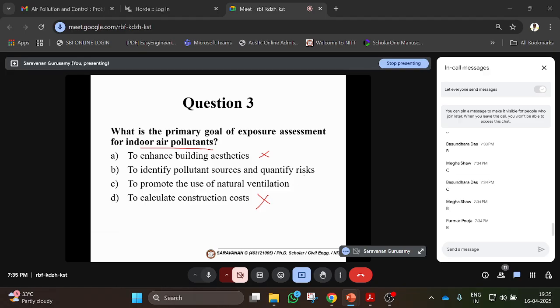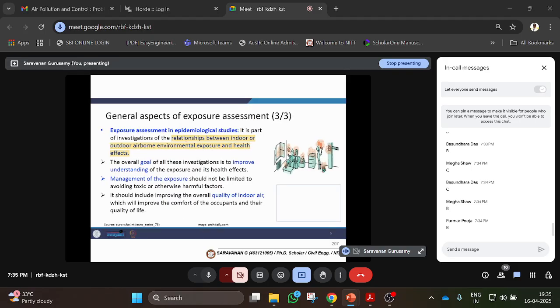Based on these two, which is correct? To identify the pollution source and quantify the risk. That is correct, because we need outdoor air pollution assessment also. The goal is to identify the source, same for indoor also. If you assess every part of your building, then you know which part is contributing, or what the source of your pollutant is. So the relationship between indoor and outdoor airborne exposure, and the main aim, is to understand the exposure, the health impacts, and the source identification.